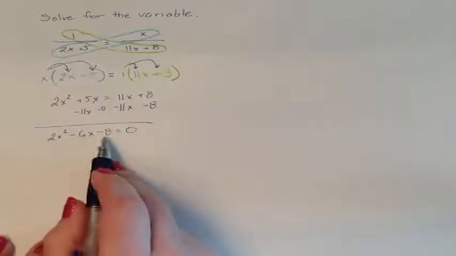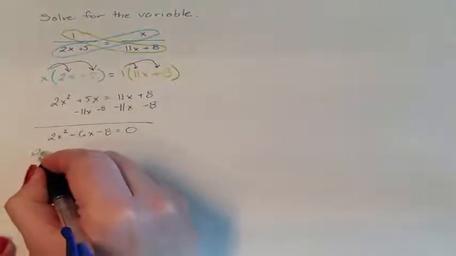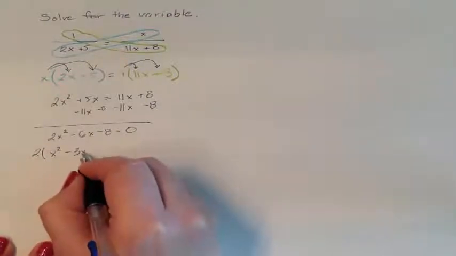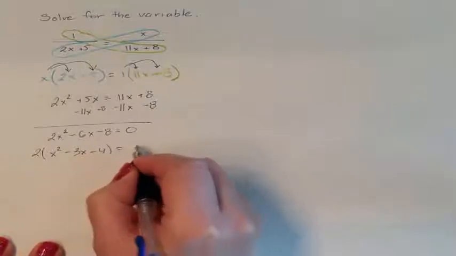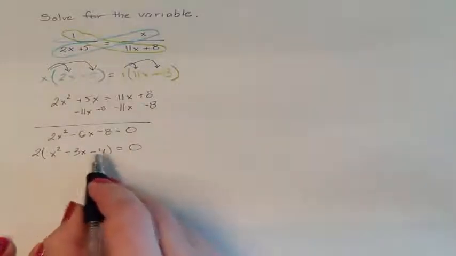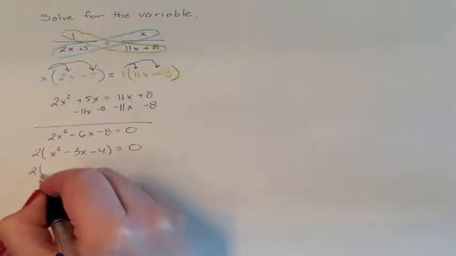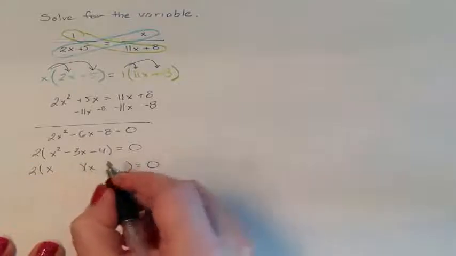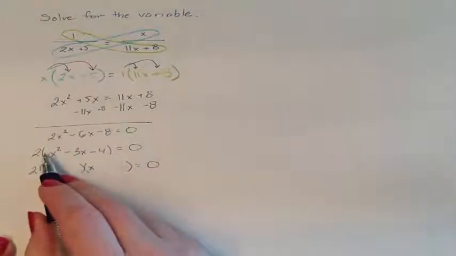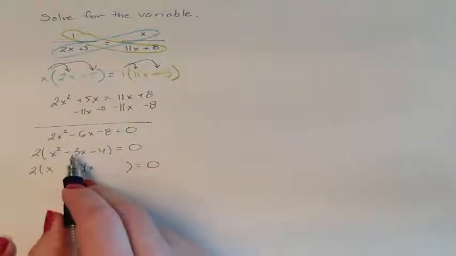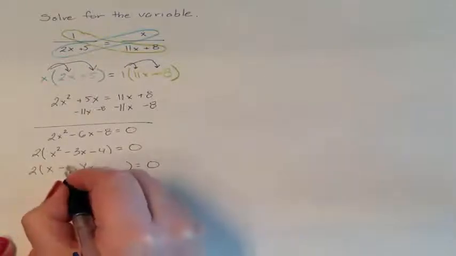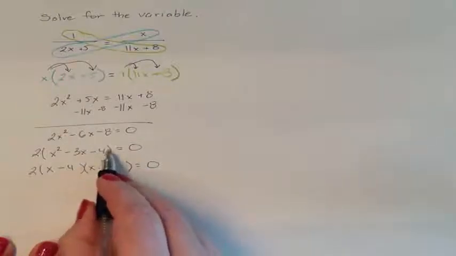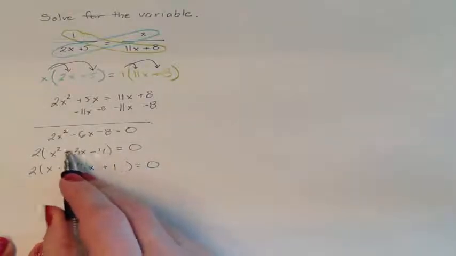I see that they all have a GCF of 2. So I'm going to factor out a GCF of 2, which means I have an x squared, divided by 2 is a negative 3x, divided by 2, that's a negative 4. This whole thing equals 0. Can I factor this? I can, because I see that it has a leading coefficient of 1, which meant these x's go here, and I am able to find two numbers that multiply to give me negative 4 but add to give me negative 3. So this would have been a negative 4 and a positive 1, because negative 4 times 1 is a negative 4. Negative 4 plus 1 gave me the negative 3.